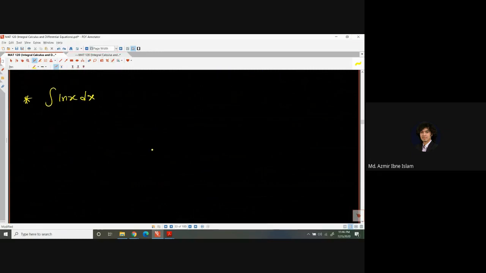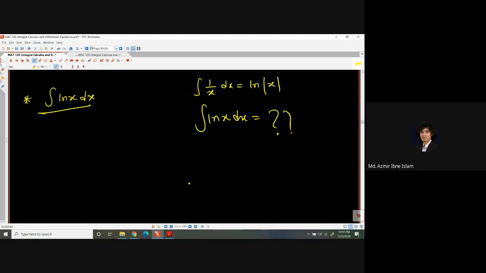There is no direct formula for this integral. We know that integration of 1 over x dx is equal to natural log of modulus x. But is there any formula for ln x dx? Actually we have, but how we can find the result, we are going to discuss here.